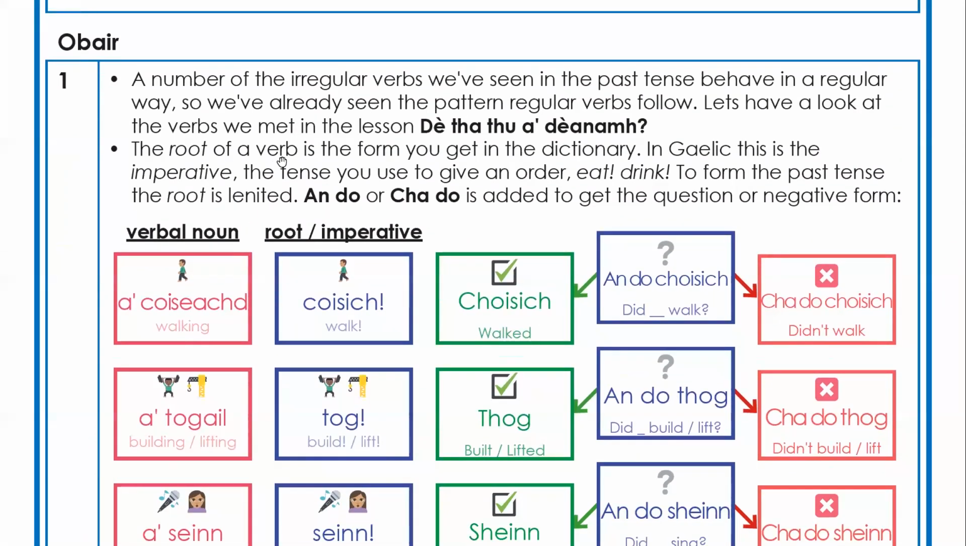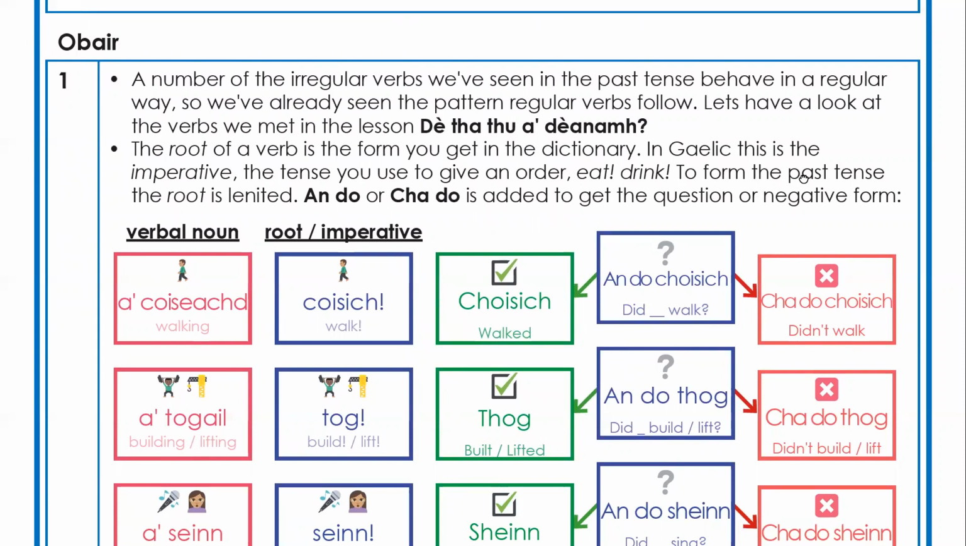So the root of a verb is the form that you get in the dictionary, and that changes language to language. In English, it's the infinitive you get in the dictionary, but in Gaelic, it's the imperative. The imperative is the tense that you use to give an order, so eat that, drink this, rather than what you would get in English, which would be to eat or to drink. So the imperative is the root.